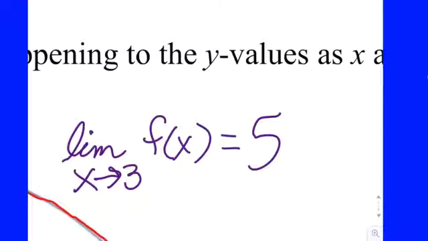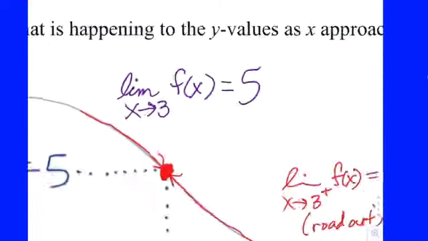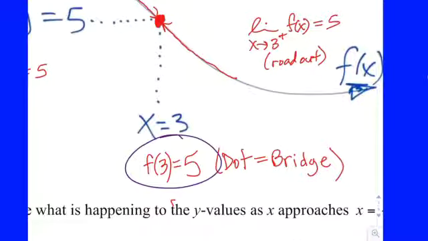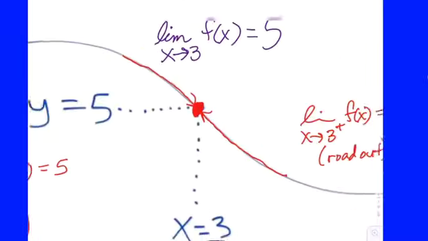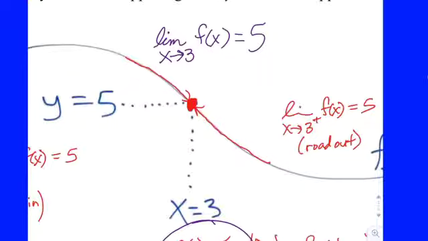In order to know if it's continuous, we have to know something about the function value. We have to know something about the bridge. Is it there? Is it not? So we need to know something about whether it's open or closed. This only tells us that the roads are lining up. It's only when you look at the function value and compare it to the limit, it is also 5, so that basically connects the two roads, and now we know it's continuous. So to be continuous, the limit from the left has to equal the function value and has to equal the limit from the right, okay?